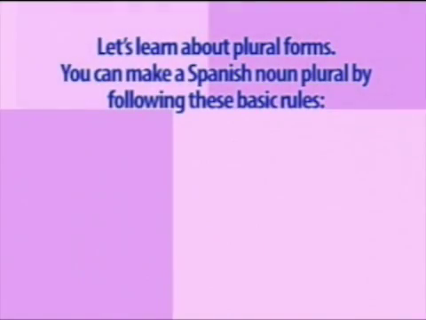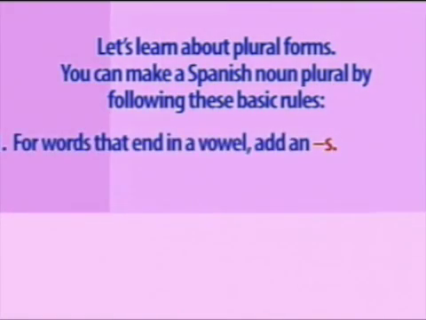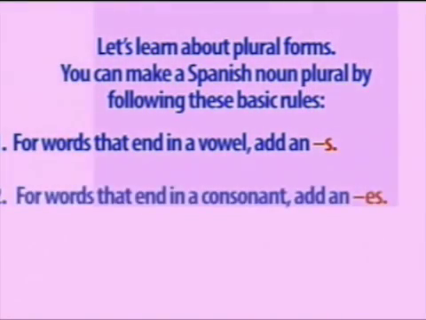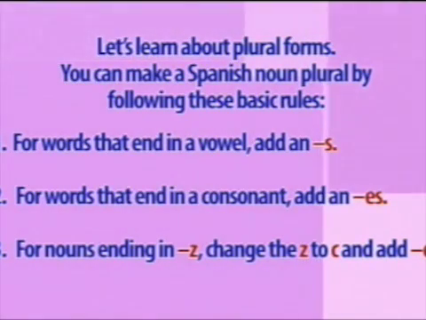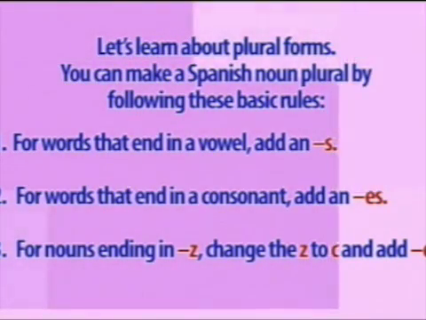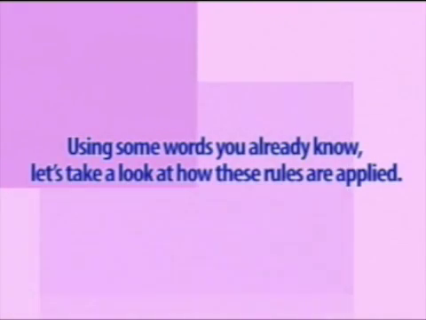Now let's learn about the plural forms. You can make a Spanish noun plural by following these basic rules. For words that end in a vowel, add an S. For words that end in a consonant, add an ES. For nouns ending in Z, change the Z to C and add ES. Using some words you already know, let's take a look at how these rules are applied.